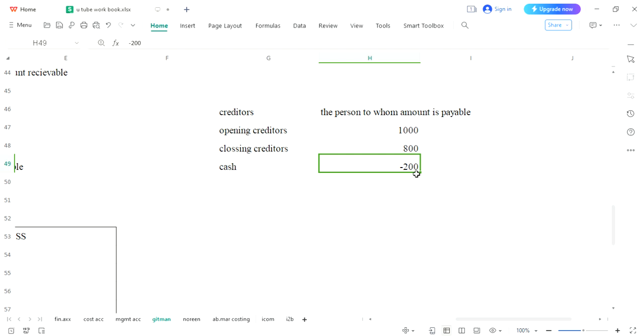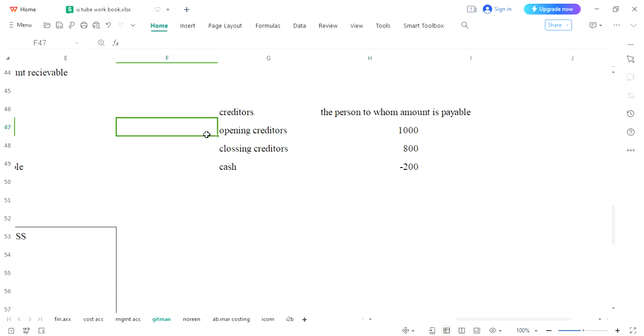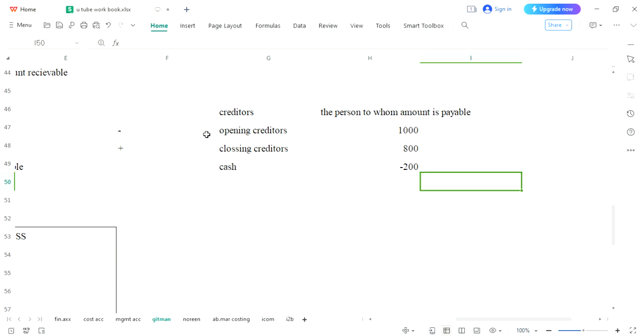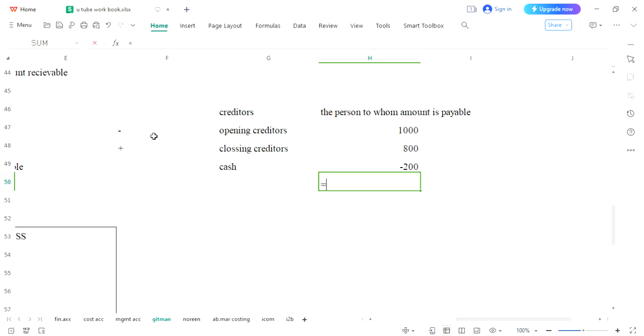Cash had gone out. So whenever you see opening creditors, you will put the sign of minus, and whenever you see closing creditors, you will put the sign of plus. If you want to prove it, we have decided opening creditors would always have minus. So let's say we put minus 1000 and closing creditors were 800. Here you come to know minus 200. How did it come? Only when you put the minus sign with the opening creditors.